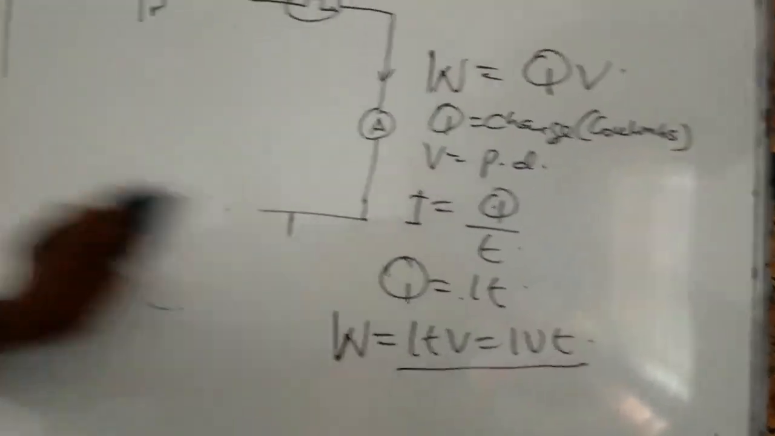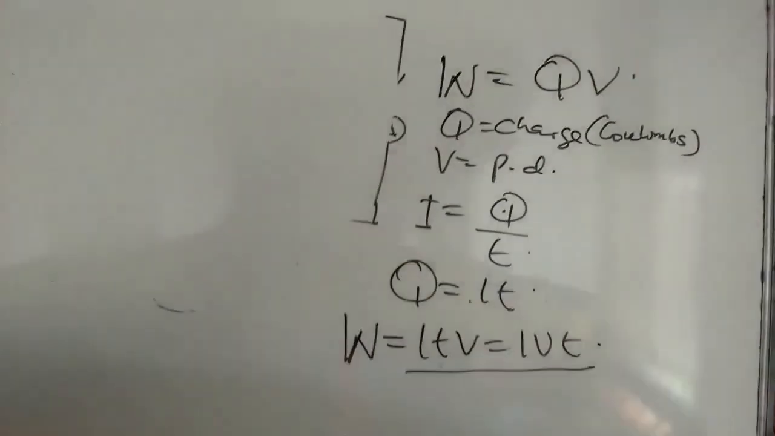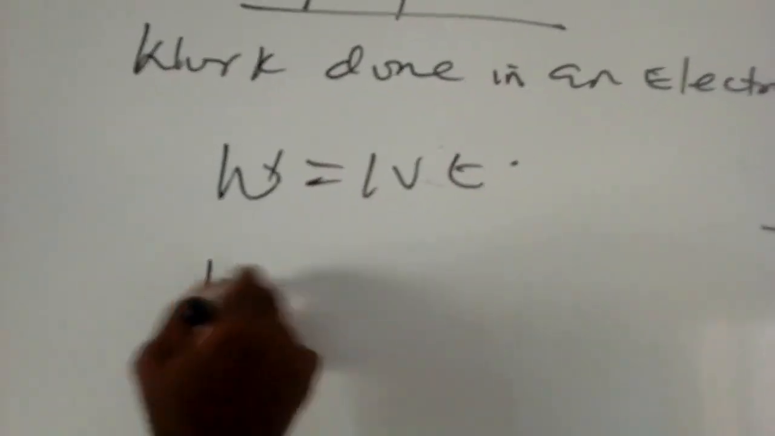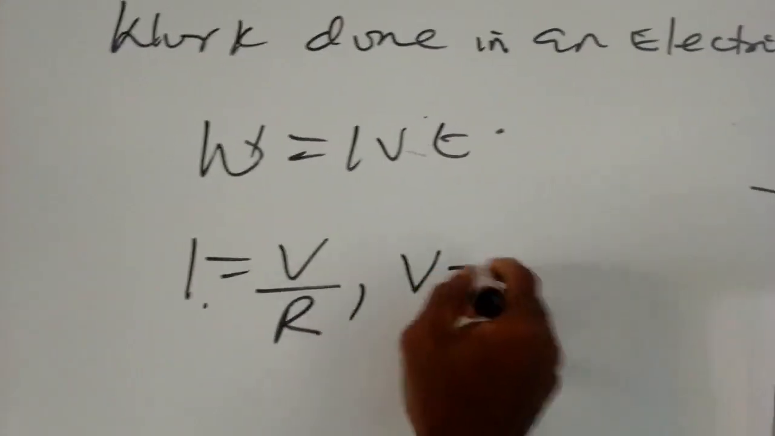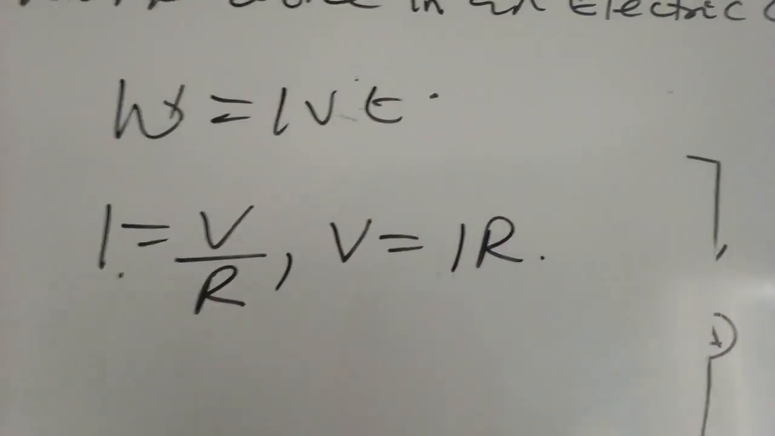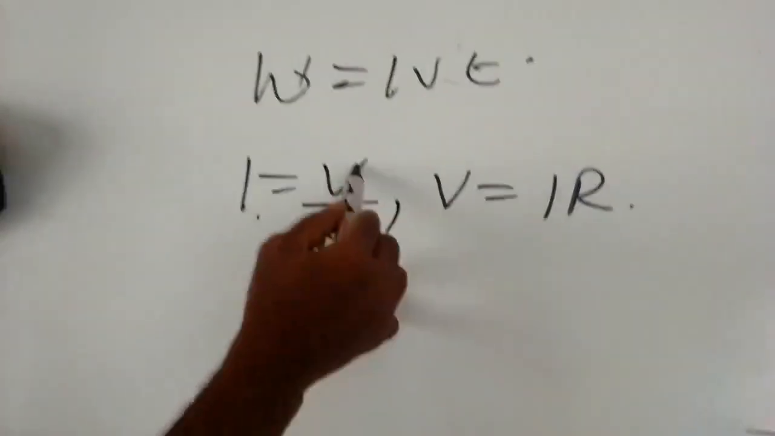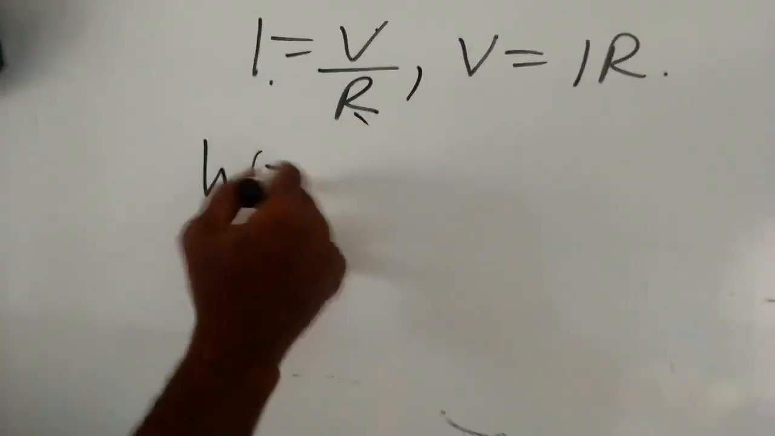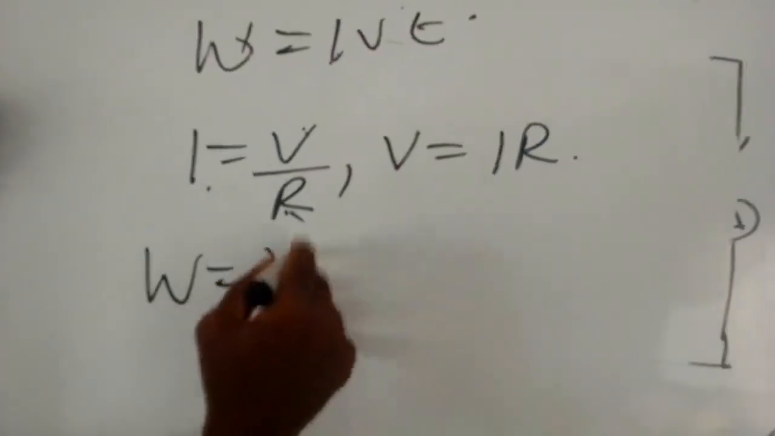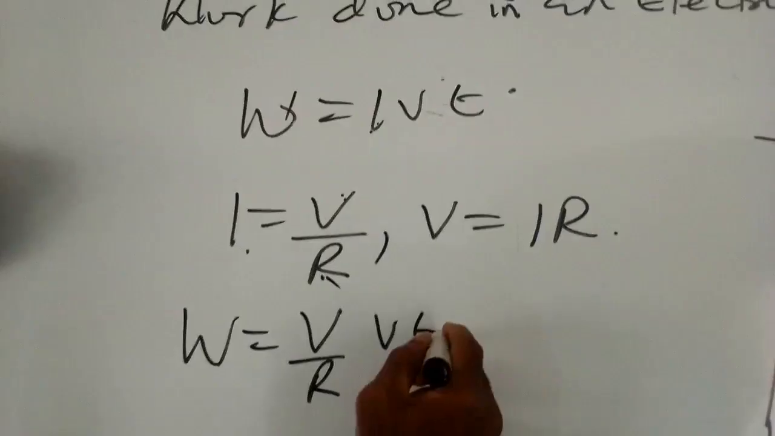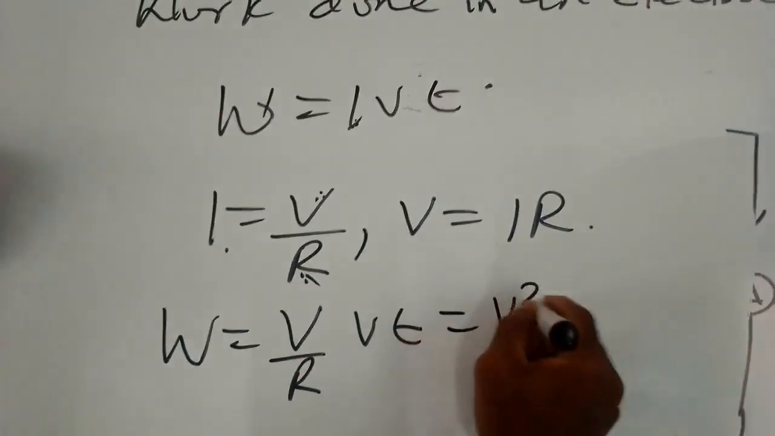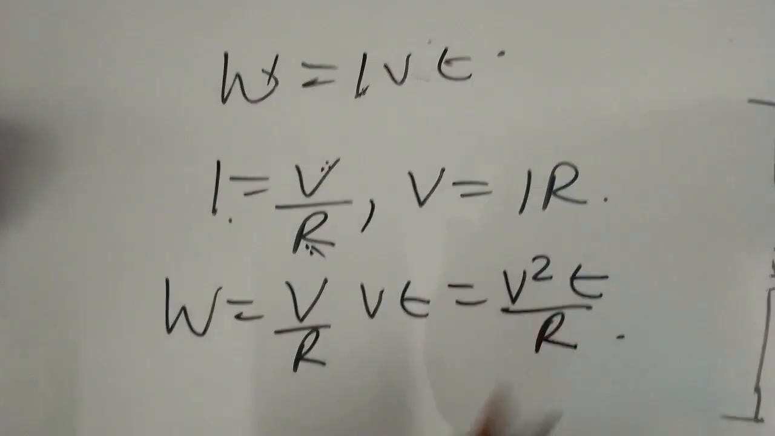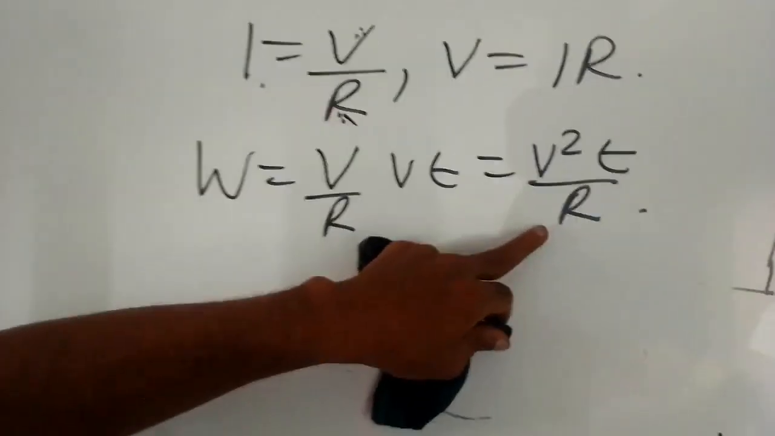Then, if you recall Ohm's law, work done is IVT. From Ohm's law, current is voltage over resistance, and voltage is current times resistance. If I substitute current with V over R, work done becomes V over R times VT, and I have V squared T over R. This is another formula for work done in the circuit.